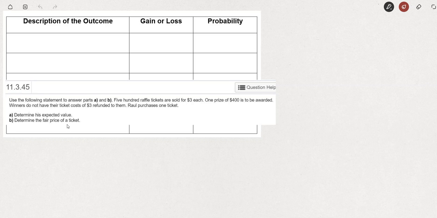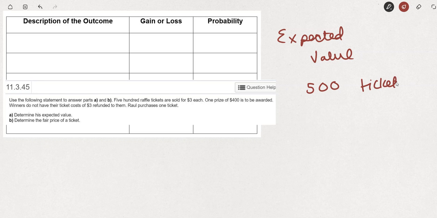This is a good example of expected value. And we've got a raffle ticket problem. So the raffle ticket problem is defined this way: 500 tickets are sold and they cost $3. And there's a prize of $400 to be awarded, and that's the only prize.